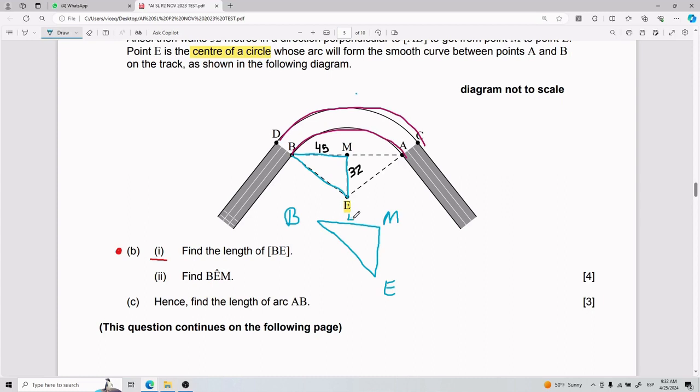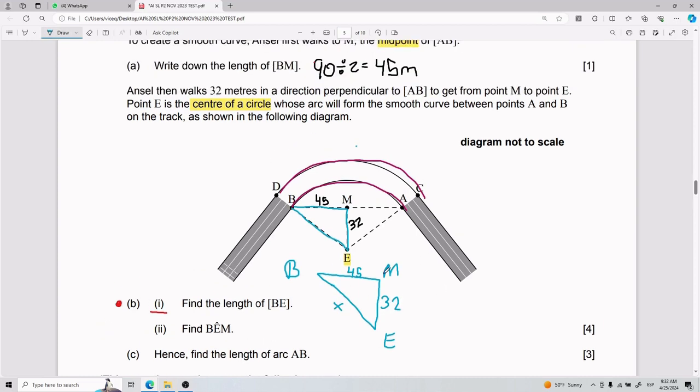On the one hand, this is 45 for distance. On the other hand, this is 32. And the length BE is what you're trying to find. Do you know anything else?